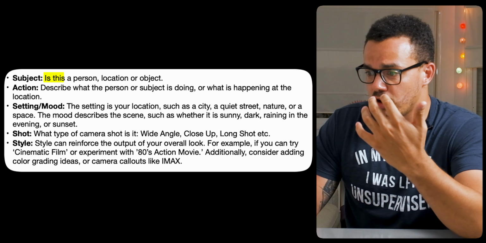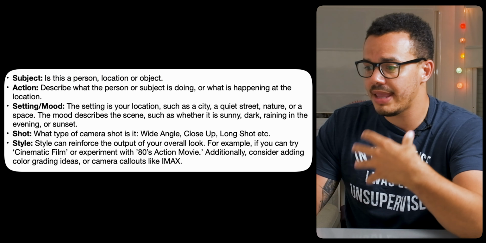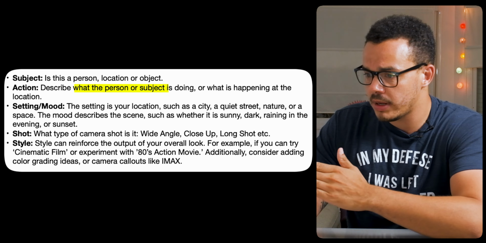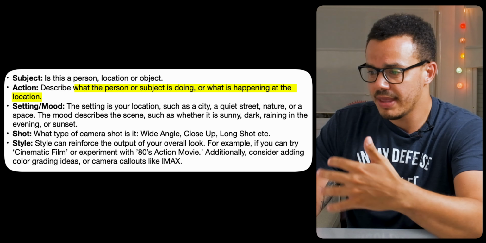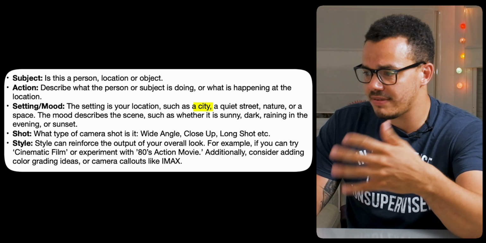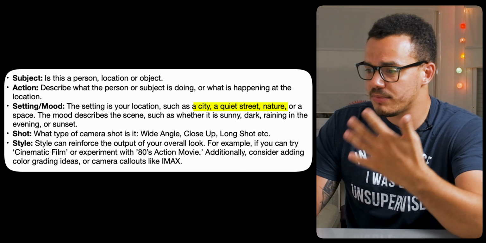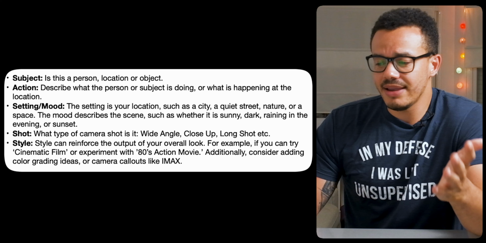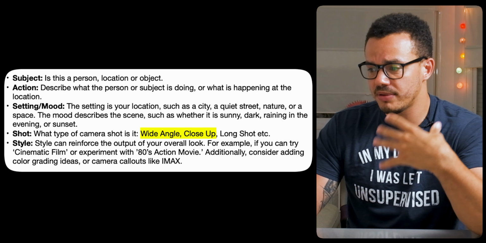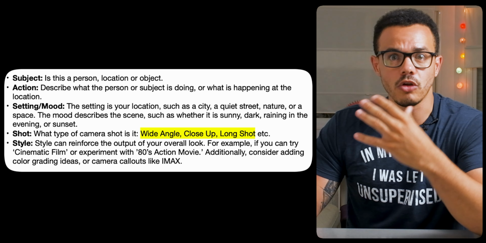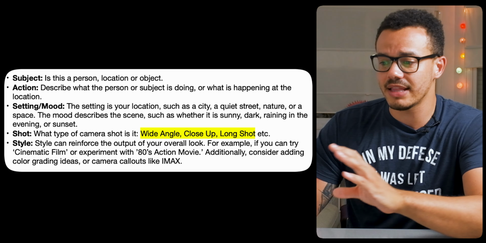So a subject is a person, location, or object. An action is what is the person or the subject doing, what is happening in that location. The setting or the mood, is it a city, a quiet street? Is it surrounded by nature? Basically, it describes the scene. The shot is the type of shot. Is it a wide angled shot? Is it close up? Is it a long shot? Is it a dolly shot? What is it? Don't be scared to throw that in there.